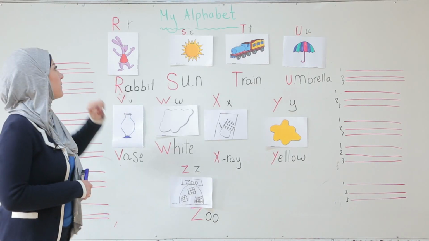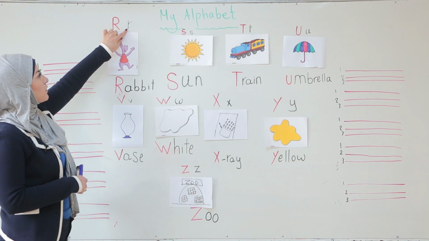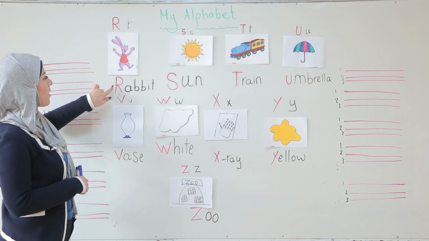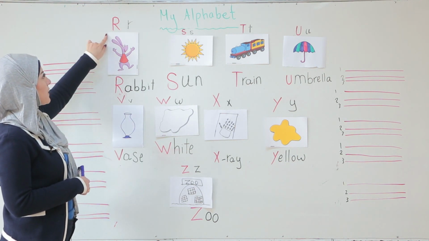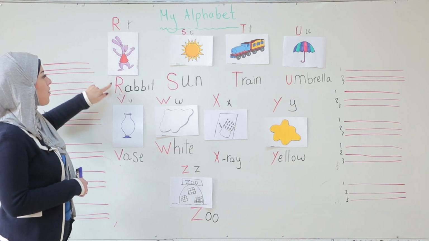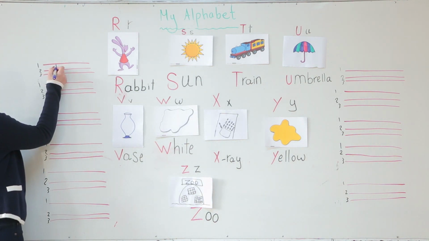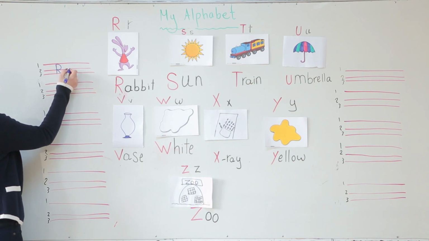My alphabet. Capital R, small r. R like rabbit. The sound of the letter R is R. R, rabbit. Capital R, small r between the lines.